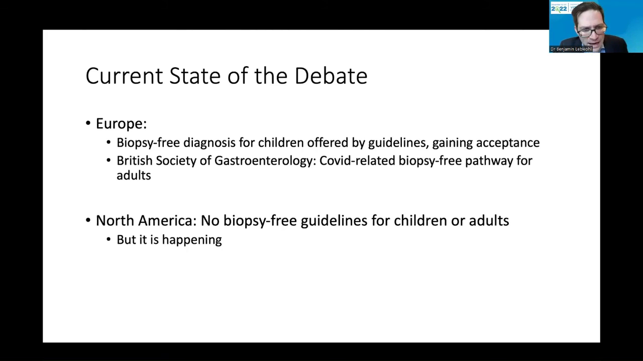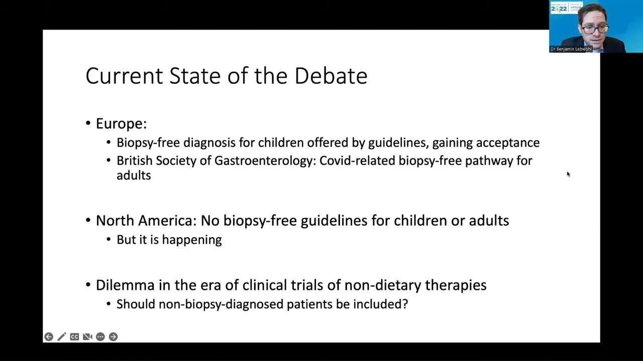I want to get well now. I want to start the diet now, or no one told me it was necessary, or I've already started the diet. I will say it is happening, but it's not always ideal. And this really poses a dilemma in the era of clinical trials of therapies. There are all these therapies now being tested in various phases of development to treat celiac disease. And nearly all of them say you need to have celiac disease to qualify for the study, and that has to be a biopsy-proven diagnosis.